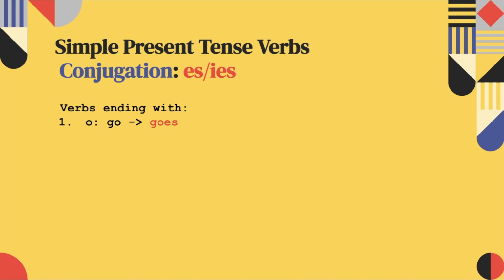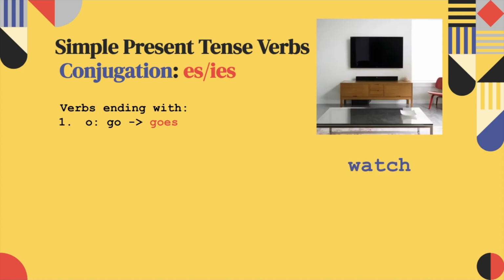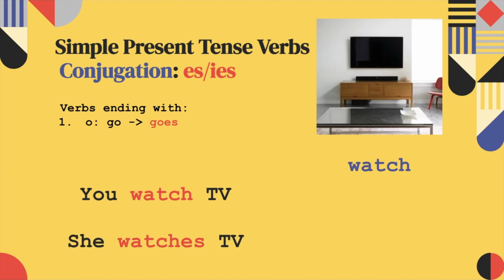Let's take another example with the verb watch. We say you watch TV, and we don't add an ES because you is not a third-person singular subjective pronoun. But if we want to use she, we have to add it. As the example, she watches TV. So watch doesn't end with an O, and this is the second rule. Verbs that end with S, SH, CH, X, or Z, we need to add ES, and watch ends with CH, so watch becomes watches.